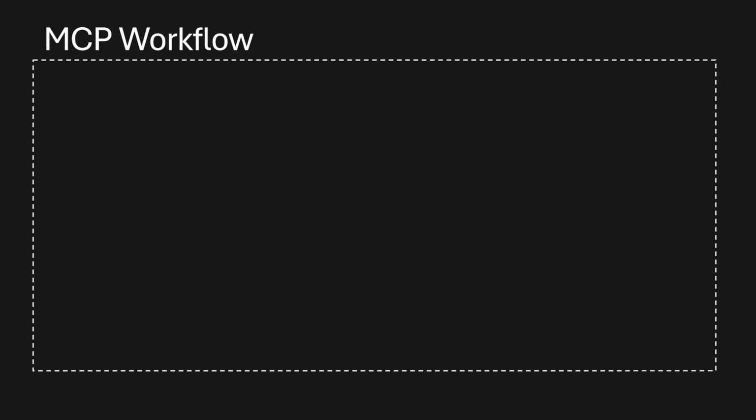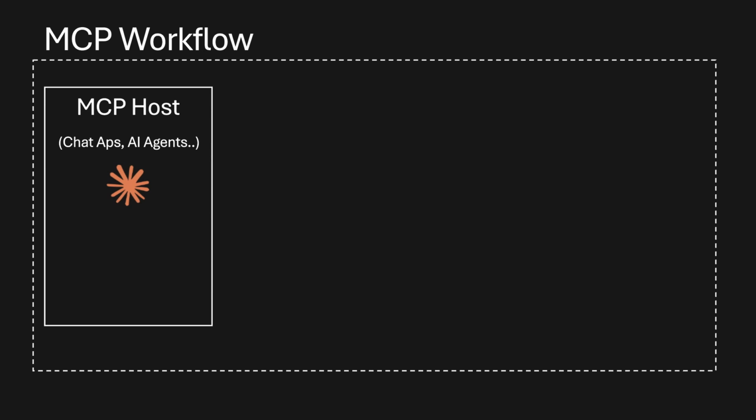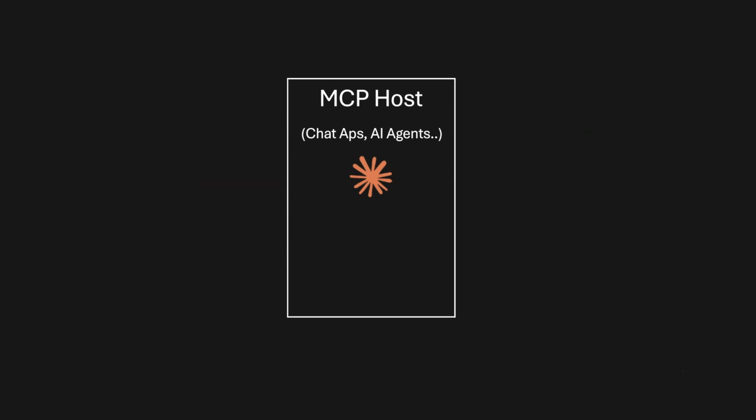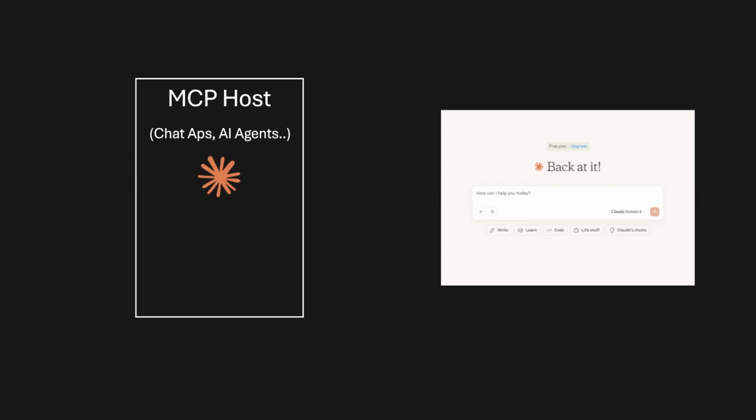To understand how MCP works, let's take a closer look at its main building blocks. MCP consists of three main parts: the host, the client, and the server. The host provides the environment and the GUI for the AI application. It's also the place where the LLM is loaded and where the final user response is generated.